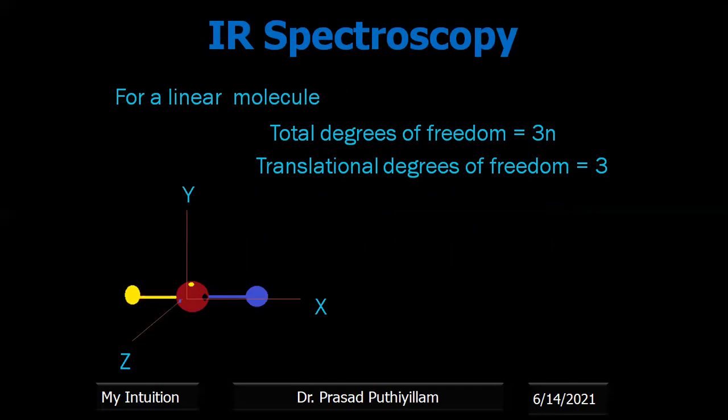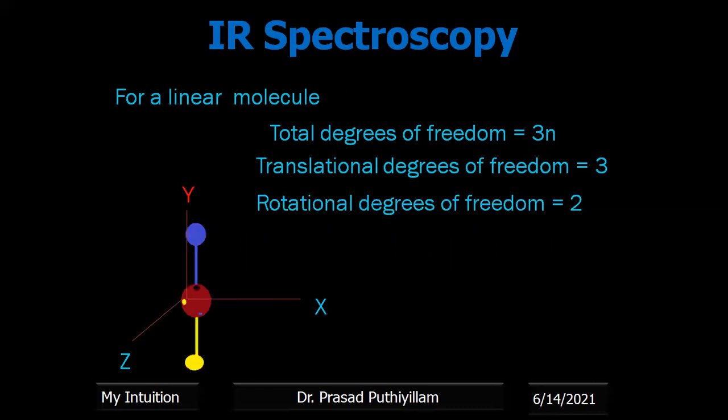Now for a linear molecule, all the atoms are arranged in the same line. The translational degrees of freedom anyhow is 3. Now rotational degrees of freedom is 2. Why so? It can rotate in Y direction, so that is represented here. This is the possible rotation in the y direction. It can also rotate in z direction. Z direction means towards us and away from us. So it can rotate in z direction also.